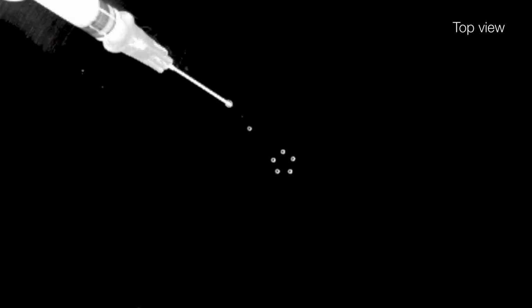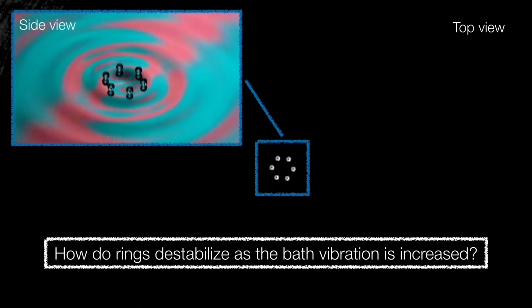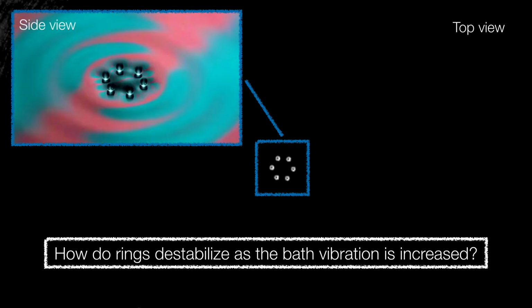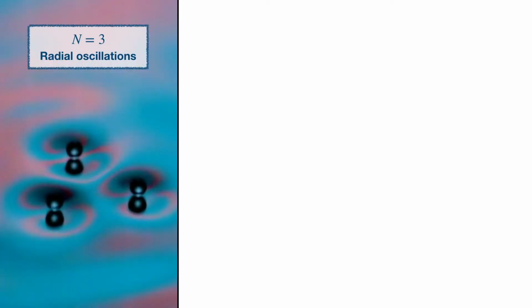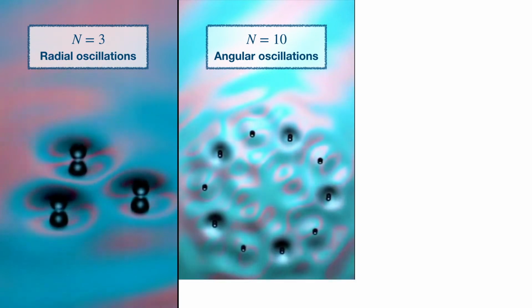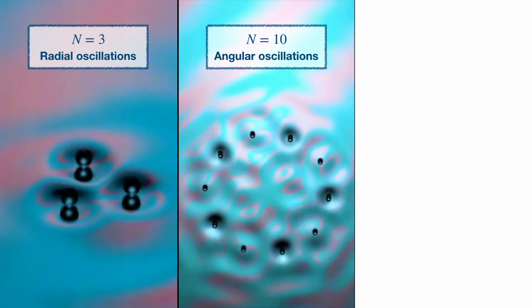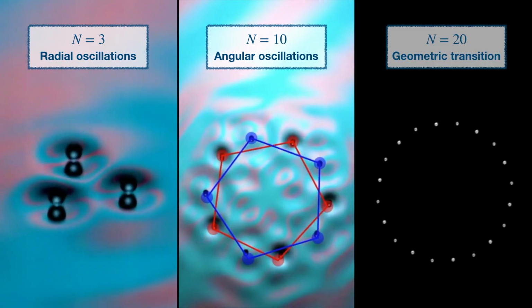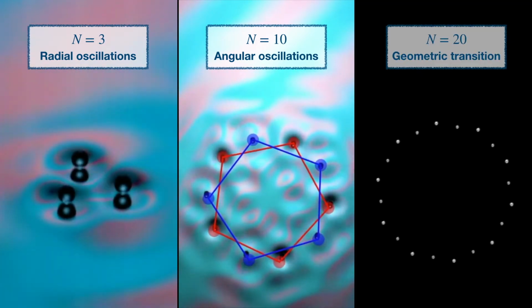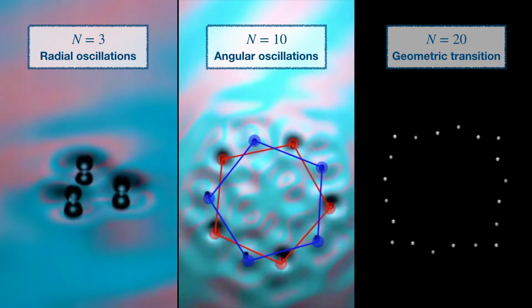Our most recent NSF-funded research has focused on the dynamics of droplet rings, with hopes of gaining insights into the vibrations observed in crystal lattices. Specifically, we are investigating how these rings destabilize as the bath is vibrated more vigorously. For instance, a ring of 3 drops destabilizes into radial oscillations, 10 drops exhibit angular oscillations corresponding to the counter-rotation of 2 pentagonal sublattices, and 20 drops display a remarkable geometrical transition from a circle to a square.